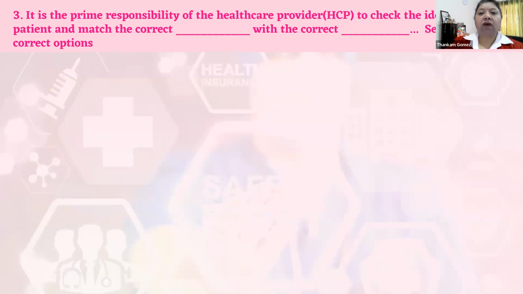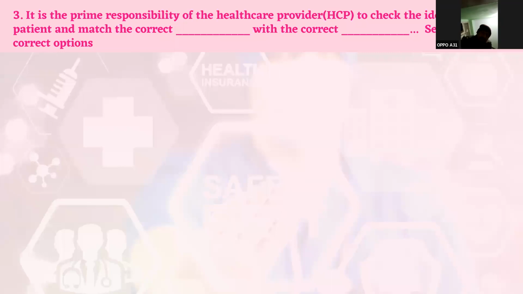It is the prime responsibility of the healthcare provider to check the identity of the patient and match the correct dash with the correct dash. So select the two correct options. I'm going to wait here for, let's say, 5 seconds for you to give yourself your answer, and let's see whether you get it right. Write it in your notebook, not a problem. You can put it in the chat also. That is, only Ishita will be looking at it. I am not looking at that. All right.